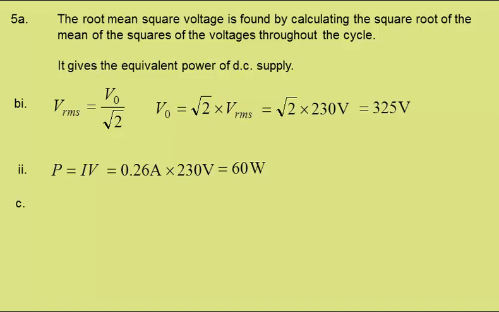In C, we're told the supply has a frequency of 50 Hz, and we need to add to the voltage against time axes a graph of the waveform. Well, first to find the time period is 1 over frequency, which is 1 over 50 Hz, 0.02 seconds or 20 milliseconds, as the x-axis on the graph is given in milliseconds.